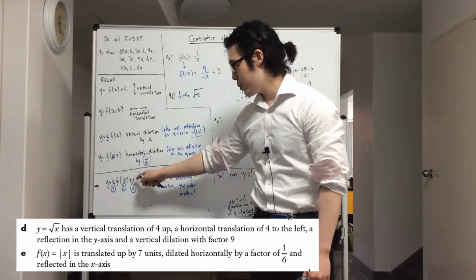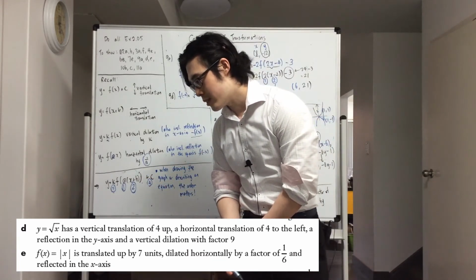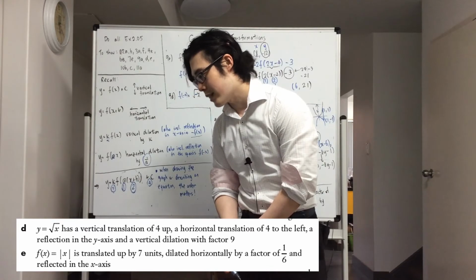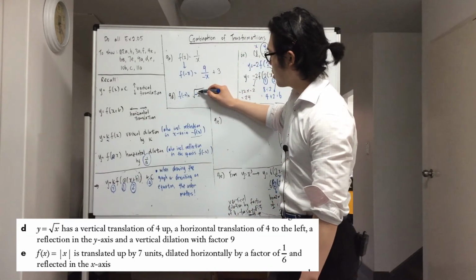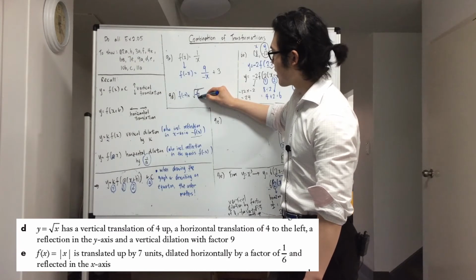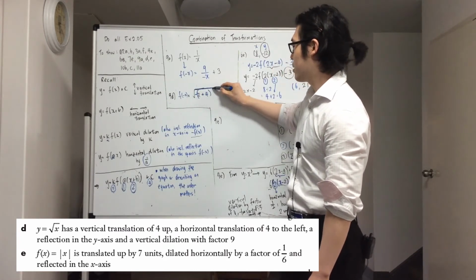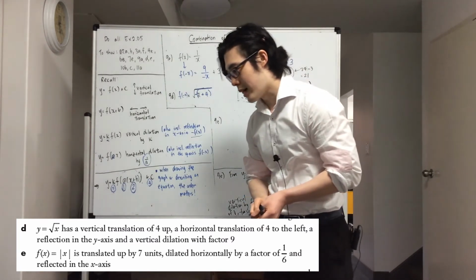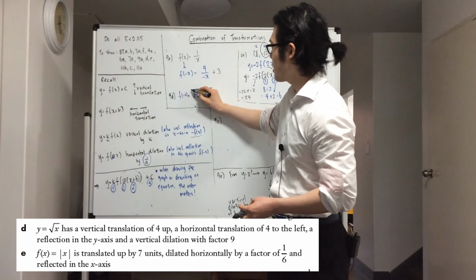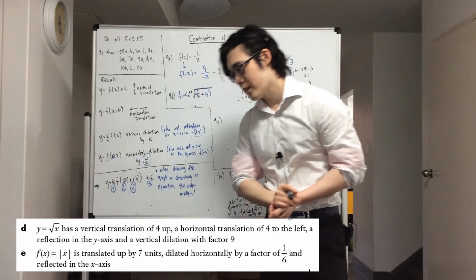Second translation is horizontal translation, which in this question says horizontal translation of 4. That's the second thing we want to apply in the sentence, which means you're going to put inside the bracket plus 4 like that. Yep. And then we want to work with the vertical dilation, which is 9 in this case. So put the 9 in front, and then the last thing you want to do is vertical translation of 4 up.